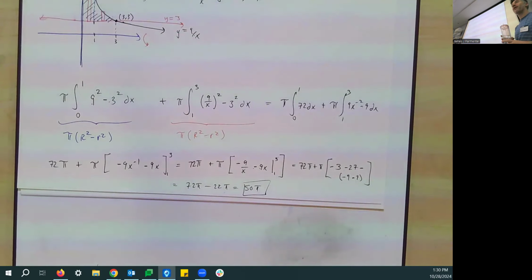Why don't we split from 0 to 1, which is like 9 squared minus 3 squared, and then have the other side of 9 over x minus 3 squared?